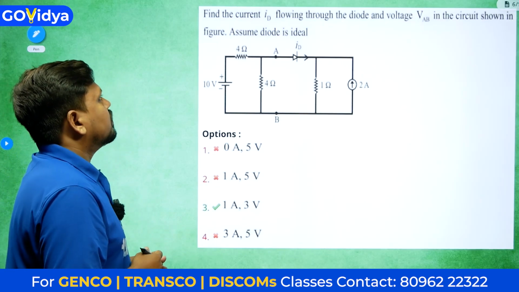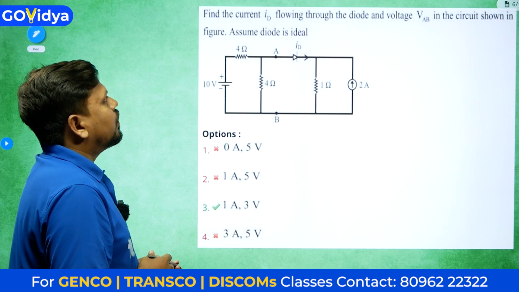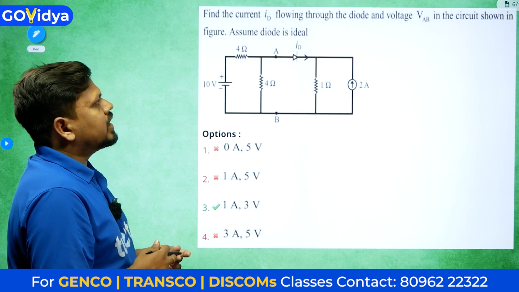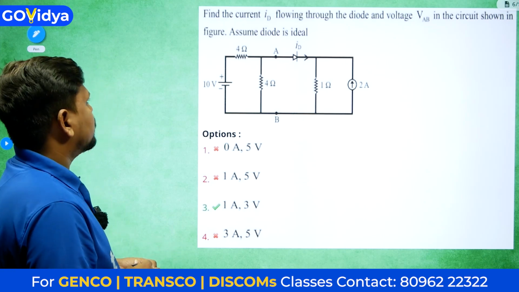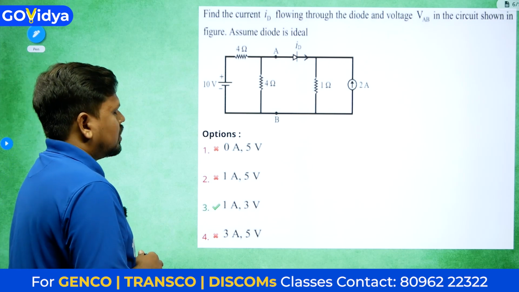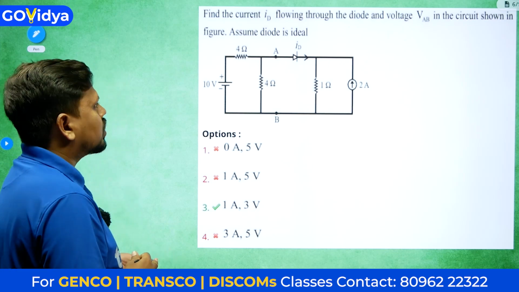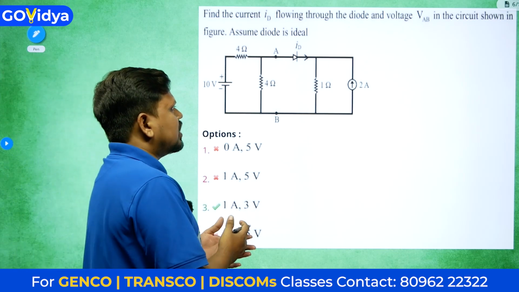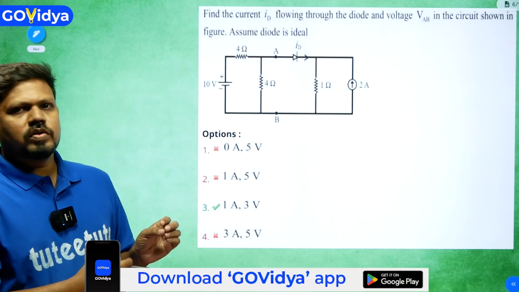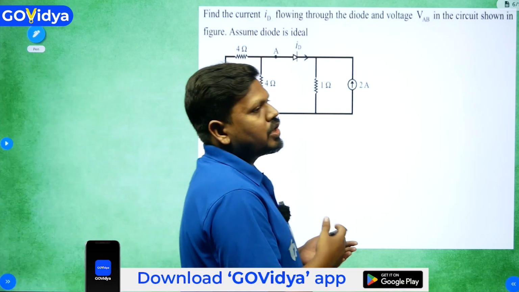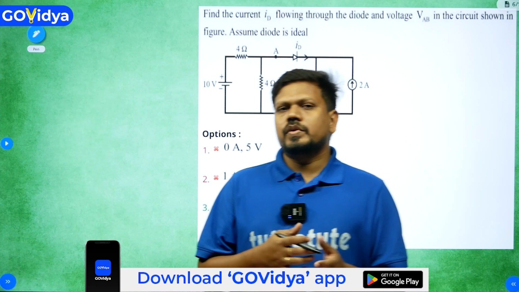The next question: find the current ID flowing through the diode and voltage VAB in the circuit shown in the figure. Assume the diode is ideal. By seeing this question directly, some people will get confused, since there is a diode. So we need to understand what to do.